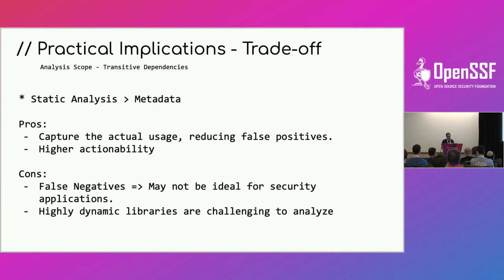And then the cons, of course, are that false negatives may not be ideal for security applications, because that's an inherent limitation of program analysis techniques. And the other point is, if you have to analyze libraries that are dynamic in nature, use a lot of code generation, et cetera, that will always be very difficult to do with program analysis. Because sometimes you might focus on a subset of the ecosystem where most of your libraries are based on that, then you're not going to get much actionability from using program analysis. So that's a very important thing to know about.